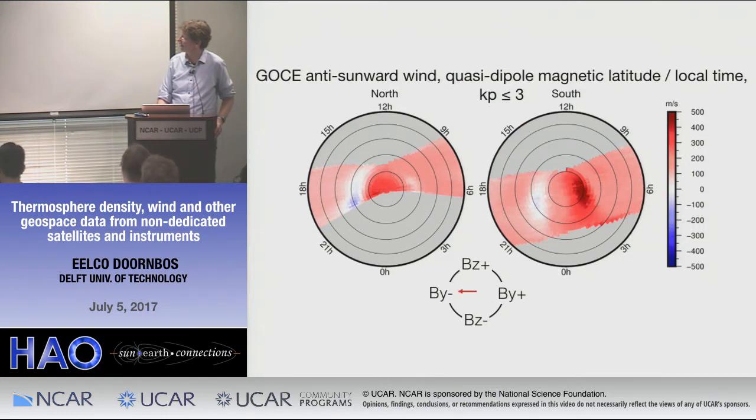If you turn the interplanetary magnetic field Y component negative, you can see that the strongest winds are in the southern hemisphere on the dawn side. And if we turn it positive, then you can see it's in the northern hemisphere on the dawn side.